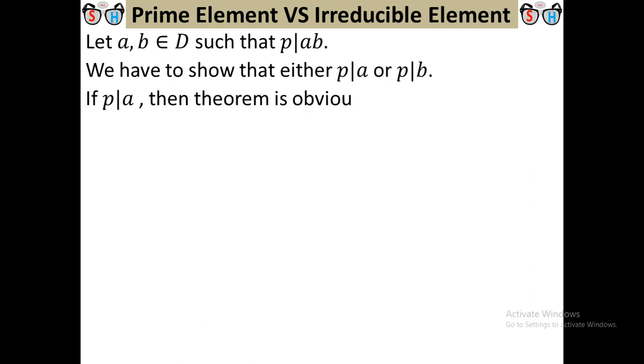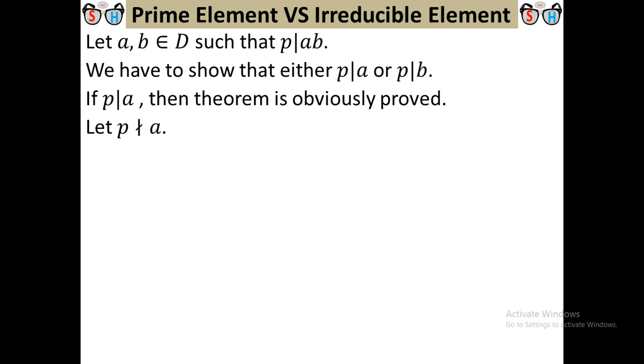If P divides A, then the theorem is obviously proved, because you have to show that P divides A or P divides B. If P divides A, then the theorem is proved. Suppose P does not divide A. So here you see that P is non-zero because it is prime, and A is also non-zero because if A is 0, then P divides A, because every element divides 0, because 0 equals P into 0, P into something. So P divides 0. So here A is not a 0 element. So P and A are both non-zero elements in the principal ideal domain.